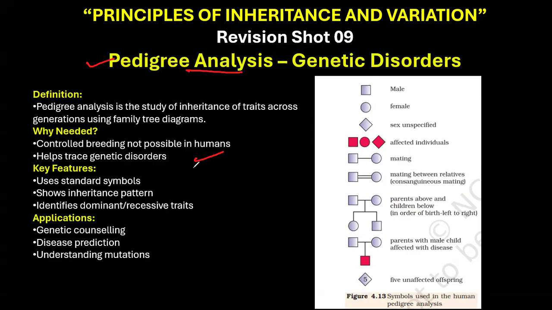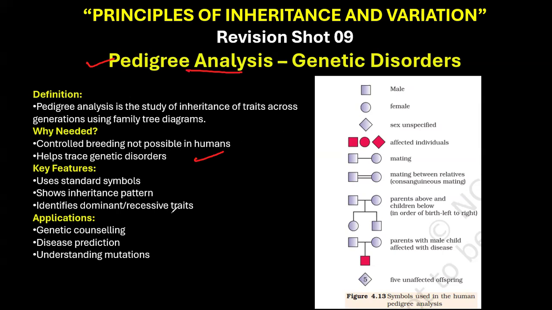If you just want to memorize it, there's an analogy: you can think of a pedigree as Google Maps of a genetic disorder. It shows where the disorder started, how it is traveling, and who might be affected next.